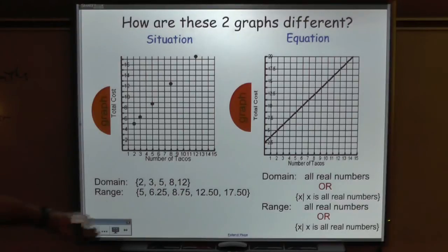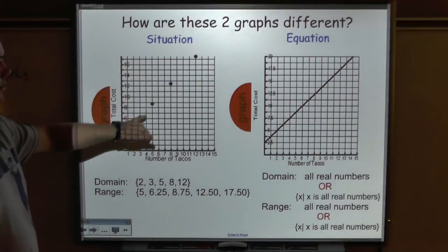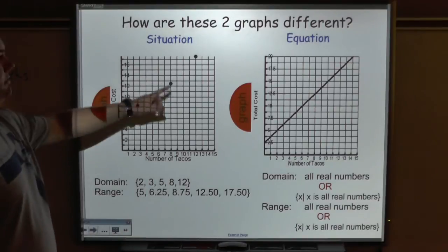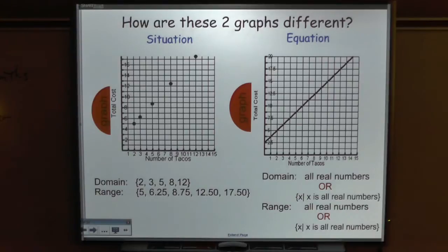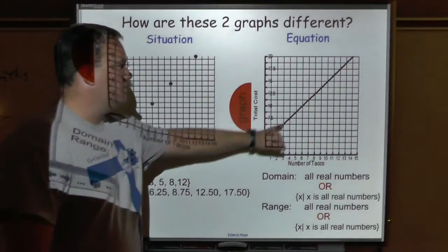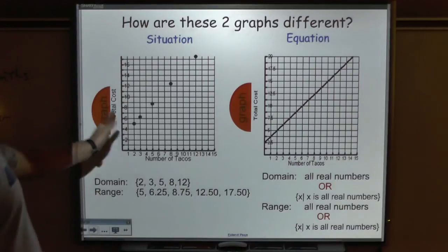And then they wrote the range from that also. But I want you to notice, look at the graph from the situation. We talked about this before. If we are talking about a discrete situation, we are only plotting points because the points in between don't matter. That was our discrete continuous day. Here we're talking about the equation only. And if you notice, we have a line because it is continuous. And a function is always continuous. Alright? I want you to see the difference.